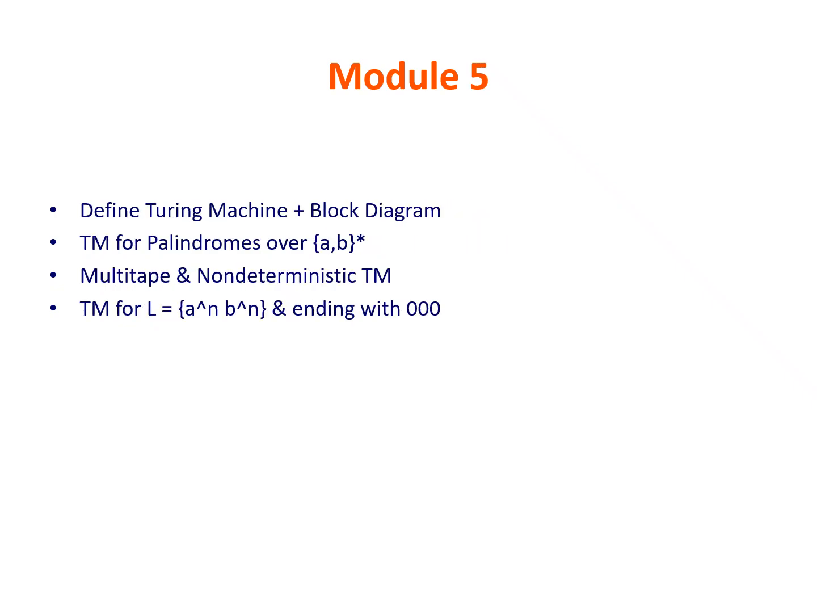Module 5 is all about Turing machines. You need to define the basic Turing machine with a neat block diagram, design machines for palindromes, for a to the power n b to the power n, and for strings ending with 000. You should also be familiar with multi-tape Turing machines and non-deterministic Turing machines, along with their applications.